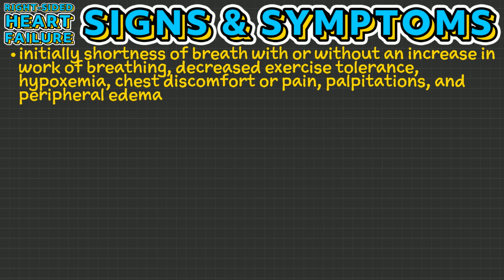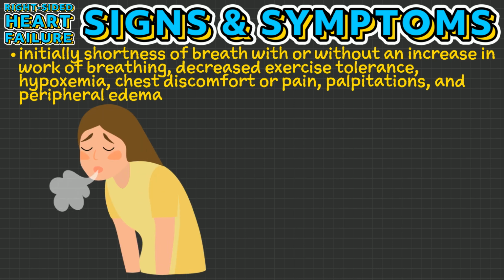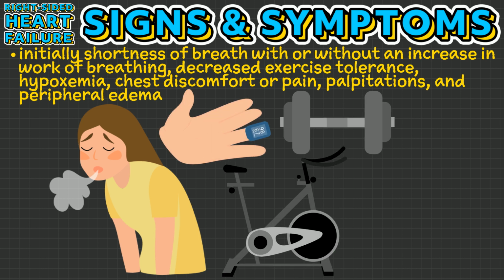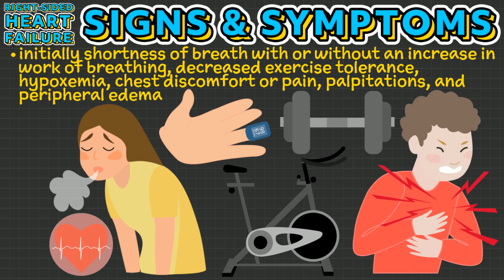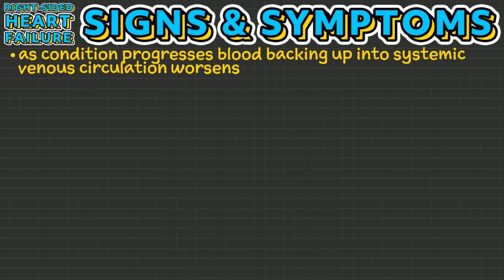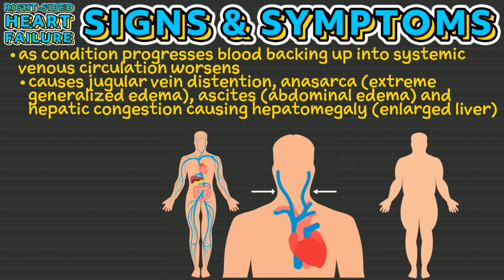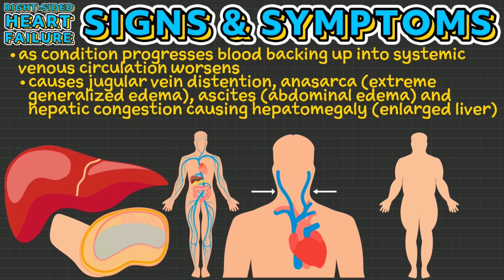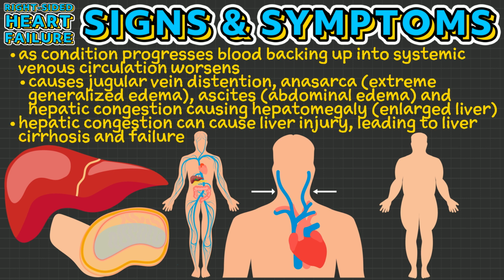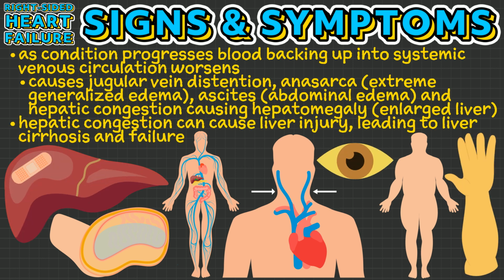in the description below. The first signs and symptoms of right-sided heart failure generally include shortness of breath with or without an increase in work or breathing, decreased exercise tolerance, hypoxemia, chest discomfort or pain, palpitations, and peripheral edema. As the condition progresses, blood backing up into the systemic venous circulation worsens. This causes jugular vein distension, anasarca or extreme generalized edema, ascites or abdominal edema, and hepatic congestion, causing hepatomegaly or enlargement of the liver. Hepatic congestion can cause liver injury, leading to liver cirrhosis and failure.